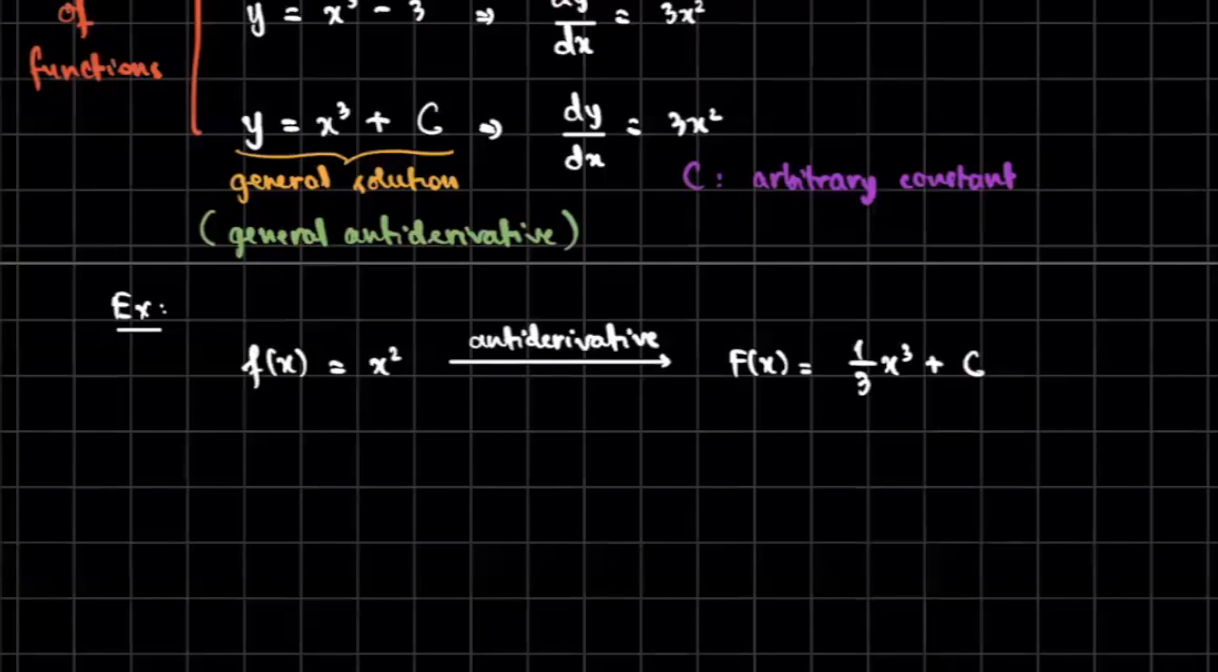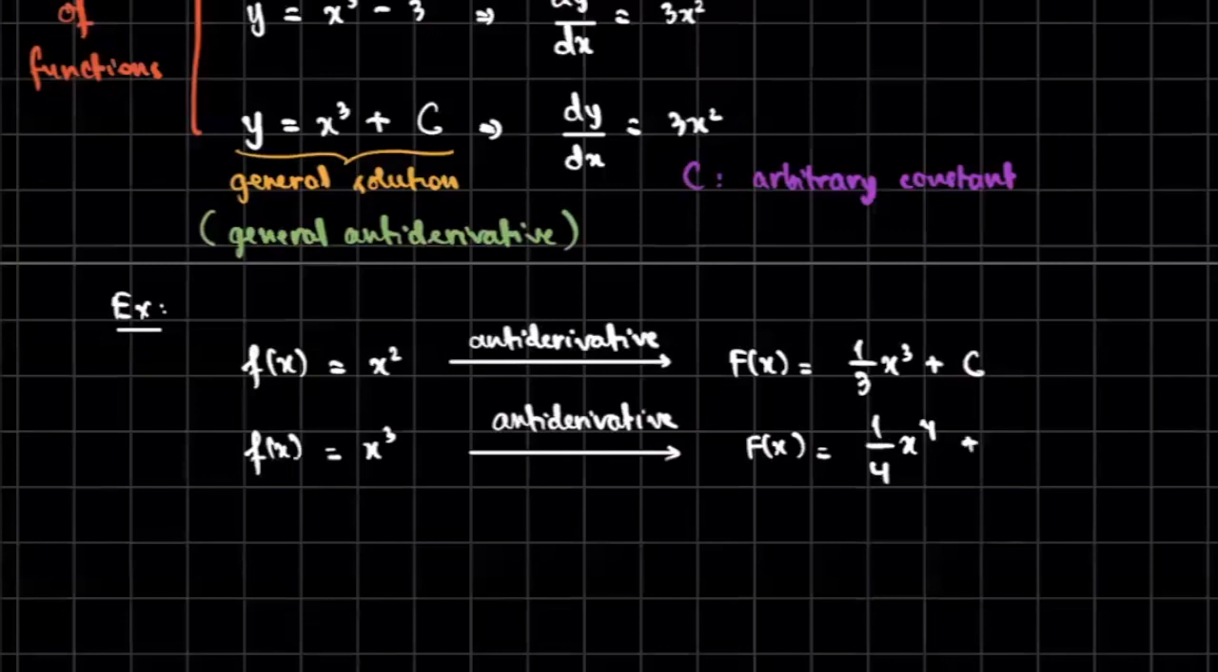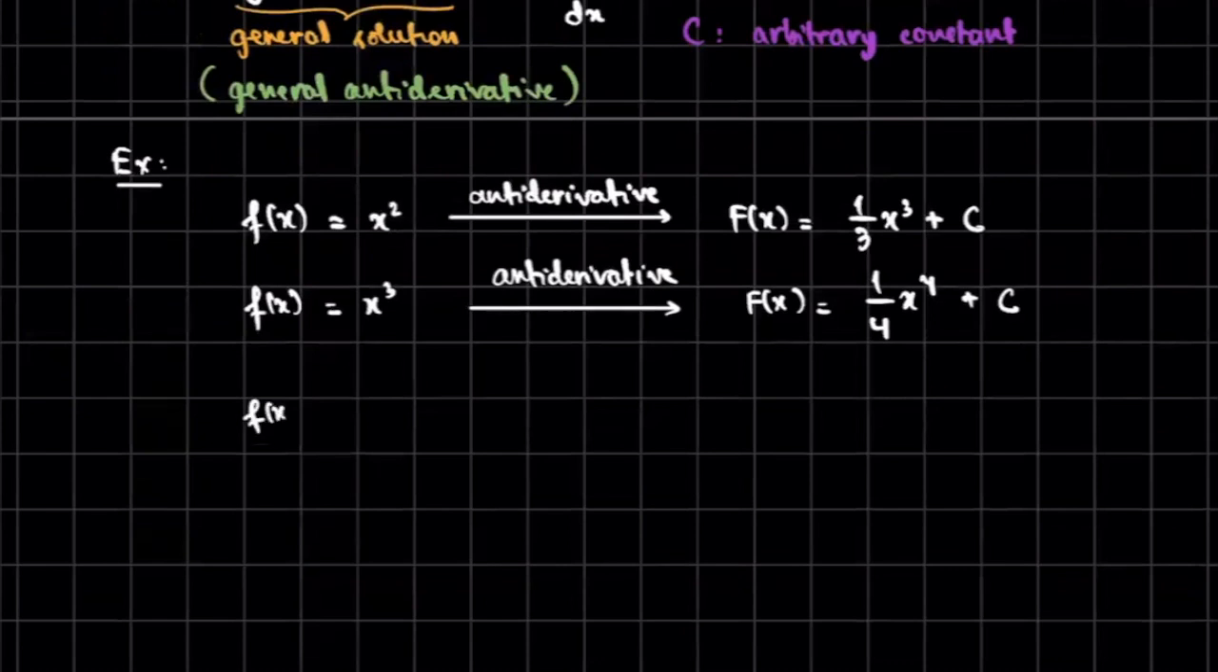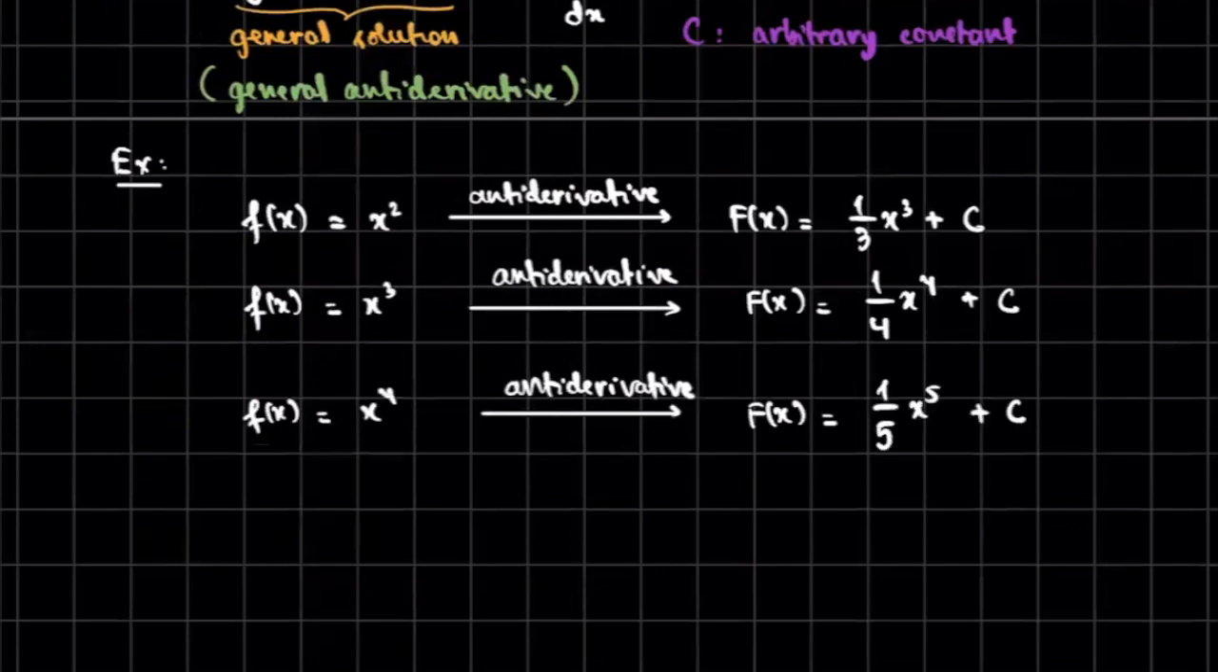When you have something like f of x equal to x cubed, and again you want to take the antiderivative, you should get capital F of x equal to 1/4 times x to the 4 plus a constant C. All right, and then I'm going to give you one more example here, that is f of x equal to x to the 4th. When you take the antiderivative, you get that capital F of x equal to 1/5 times x to the 5th power plus a constant C. Okay. So for these three antiderivatives, you always see the plus C at the end. Again, to generate the general solution or the general antiderivative.